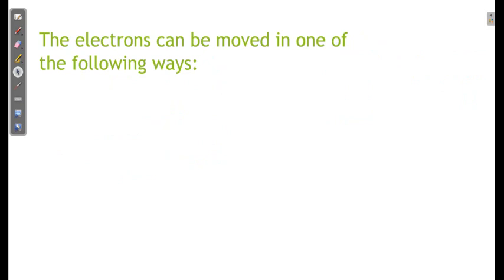The electron can be moved in one of the following ways. How can electrons move? Electron कैसे move करते हैं? कई बार arrow यहाँ से वहाँ जाता है. कई बार arrow from this direction to this direction moves. So let us see here how it is.